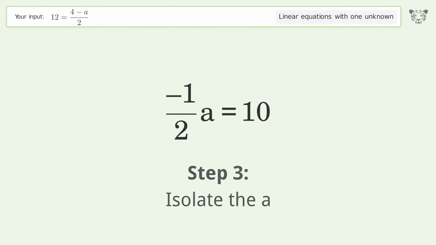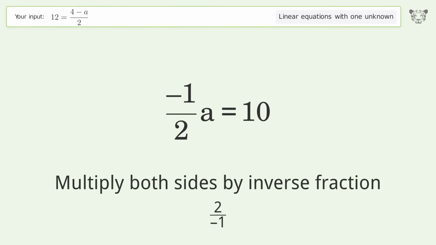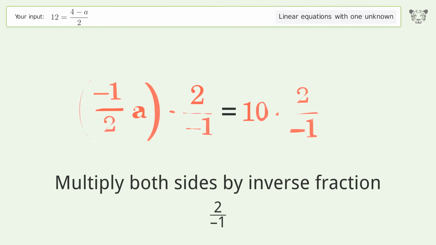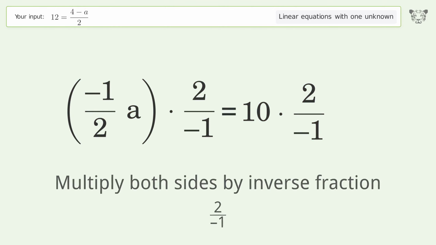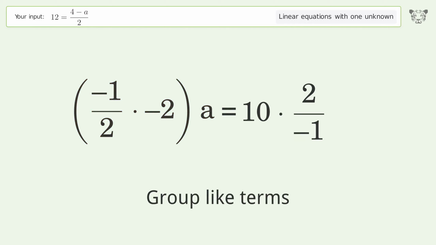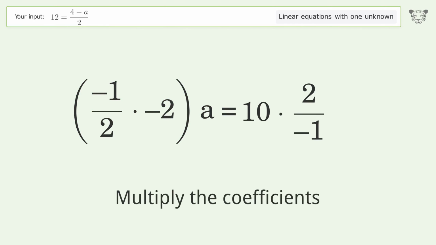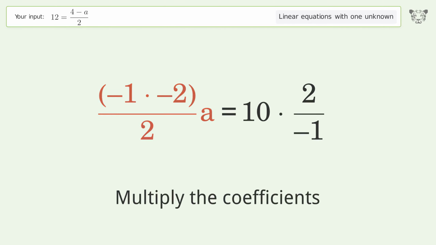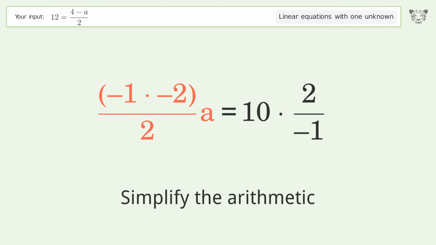Isolate the a. Multiply both sides by inverse fraction 2 over -1. Group like terms. Multiply the coefficients. Simplify the arithmetic.